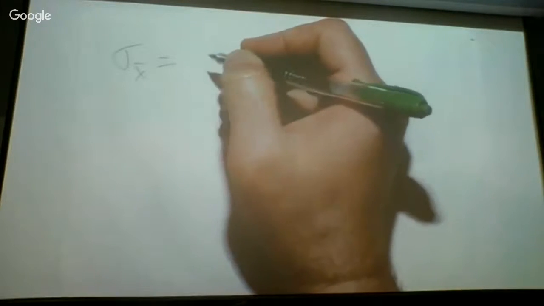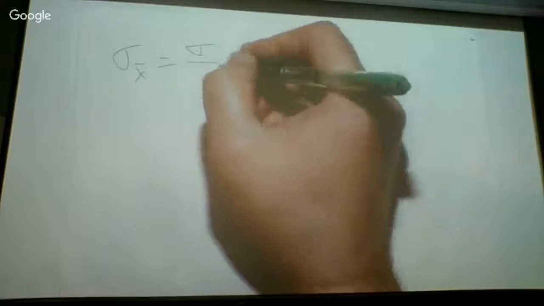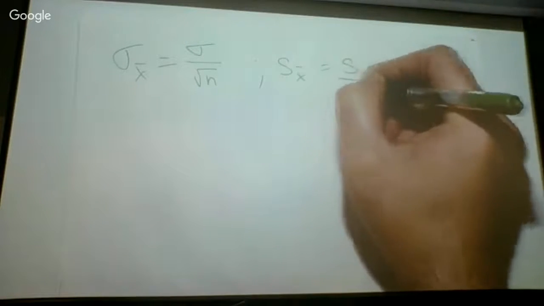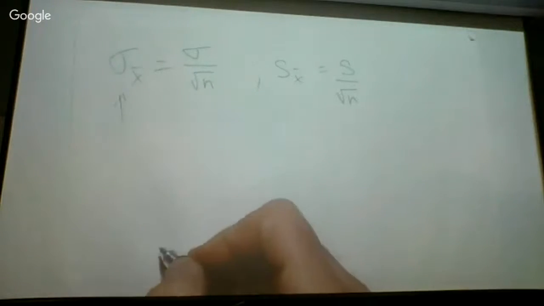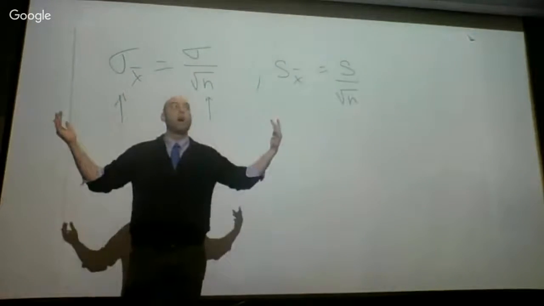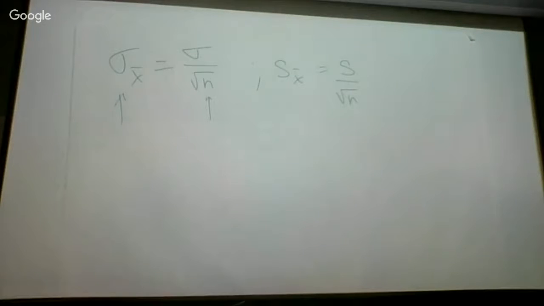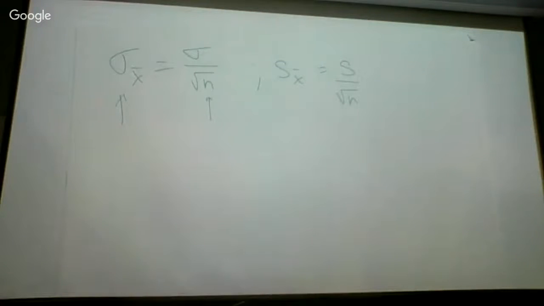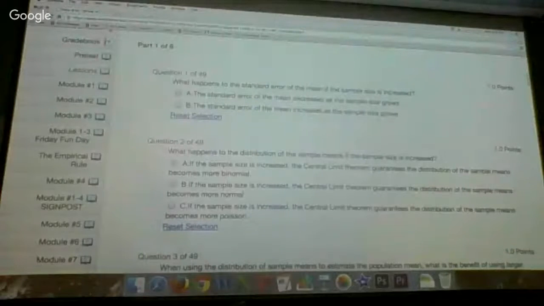How do you calculate standard error? Stephen. Is it sigma over a square root of n? Yeah, sigma over square root of n. Or if you're doing it for the sample mean, it's s over square root of n. So what happens to this value as n gets bigger? As the denominator of a fraction gets bigger, the entire fraction itself gets smaller. So the answer to question number 1: what happens to the standard error of the mean when the sample size gets bigger? The standard error decreases as sample size grows. 1 down, 48 to go.